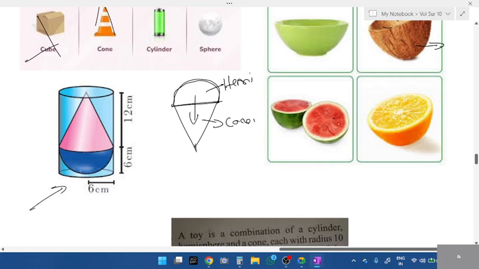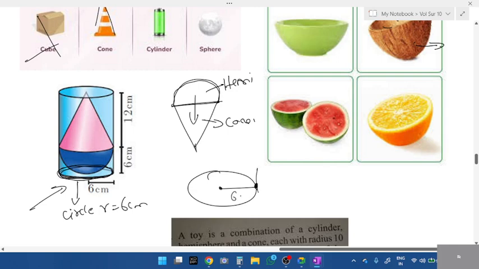See, this diagram is very important. This diagram, the base, whatever I've circled, that is 2D. This is a circle. And the radius is equal to 6 centimeter. From the center to the circumference, 6 centimeter. Then this 6 centimeter is for the hemisphere. Not cone, sorry. For a sphere, half of it is a hemisphere, 6 centimeter. That is also the radius. This radius is for the hemisphere.